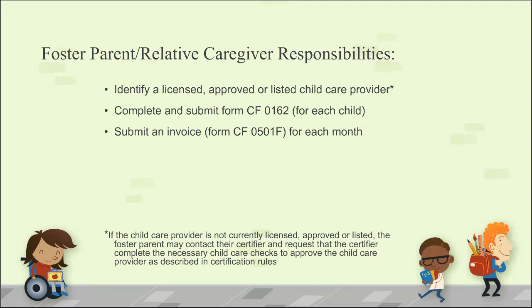So who can we use as a child care provider? So a foster parent is the one that's going to identify an appropriate child care provider. They can use somebody who's out there licensed, approved through the Office of Child Care. They can also use a child care provider who is listed through SSP. But if they want to use somebody that is known to the family, known to the child, and is approved through certification, we can also use them and they will still receive the stipend.